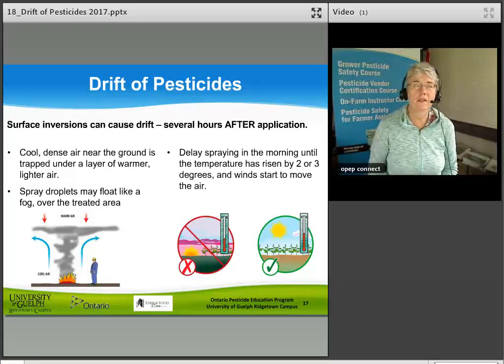So delay spraying in the morning until temperature has risen by 2 or 3 degrees and winds start to move the air. So again, we need some air movement happening. If it's really dead calm, this is not the time to spray. You're probably in a temperature or surface inversion. And this is when there's cool air and it is trapped by that warmer air on top.